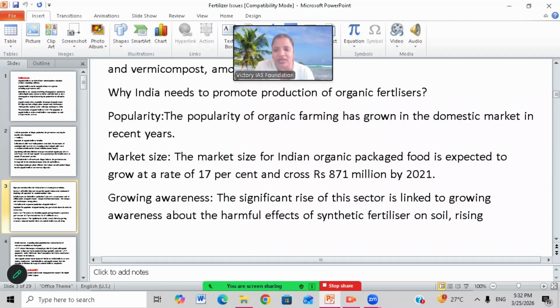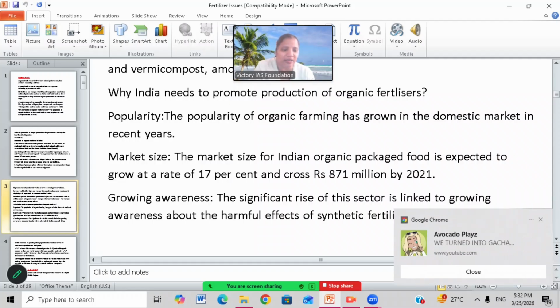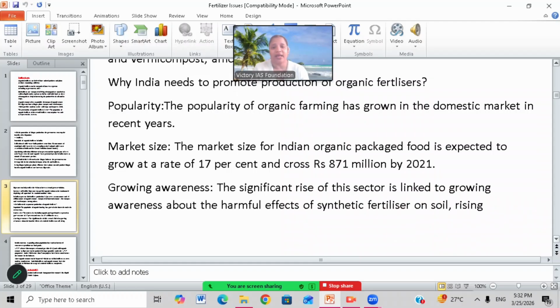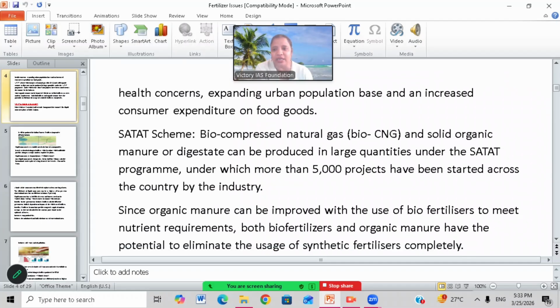So, growing awareness. The significant rise of this sector is linked to growing awareness about the harmful effects of synthetic fertilizer on soil. The synthetic chemical fertilizers not only harm human health, but chemical fertilizers can also harm the soil. Soil degradation happens gradually when people are using chemical fertilizers. Okay, so rising health concerns, expanding urban population base, and increasing consumer expenditure on food goods.